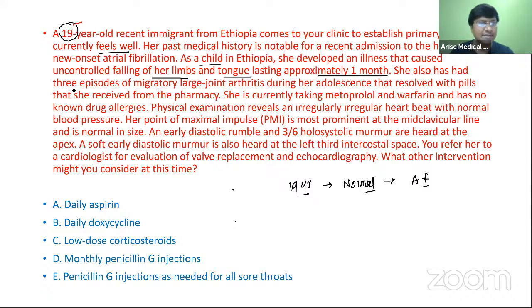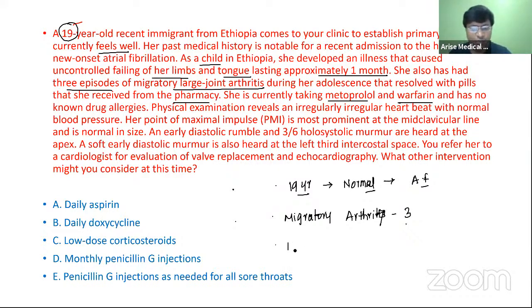She also had 3 episodes of migratory large joint arthritis. So the other past history is migratory arthritis. She got it 3 times, 3 episodes, during childhood, and it resolved with pills that she received from the pharmacy. She is currently taking metoprolol and warfarin and has no drug allergies. So presently, the drug history is metoprolol, and she is also taking warfarin.